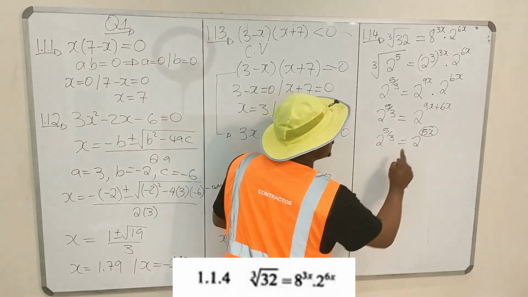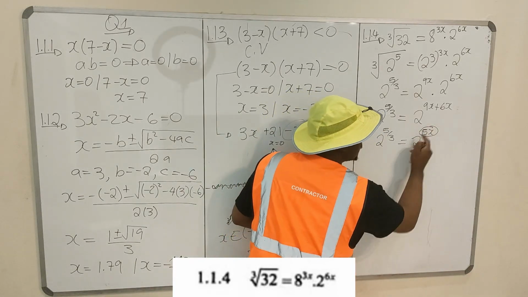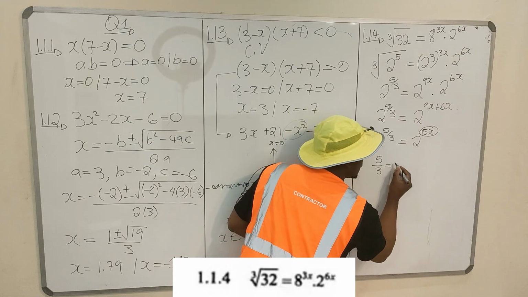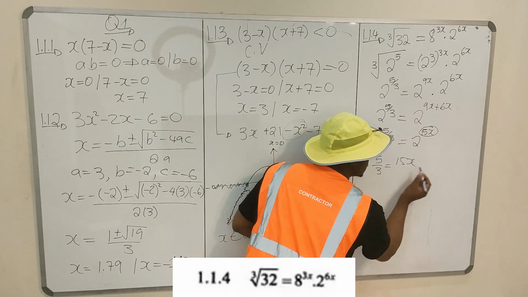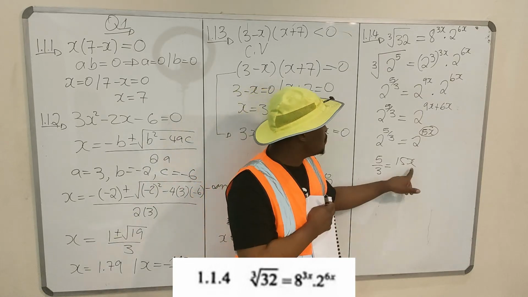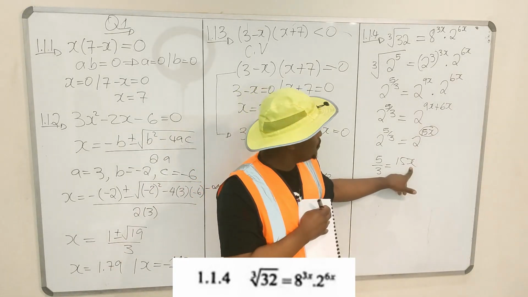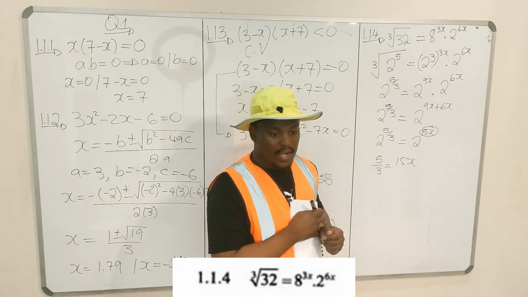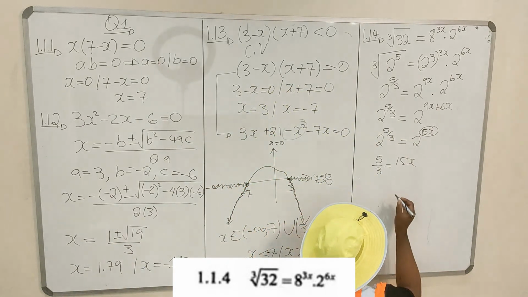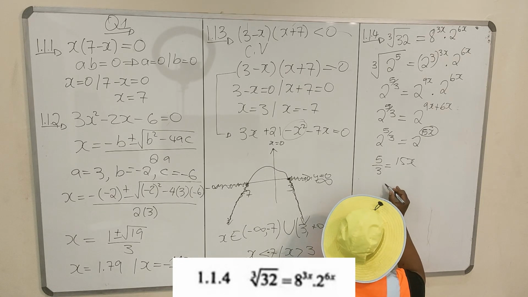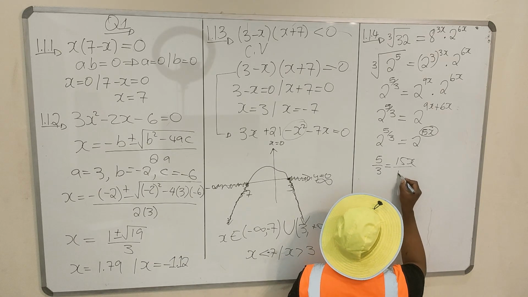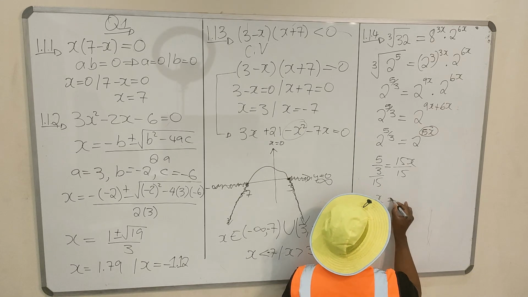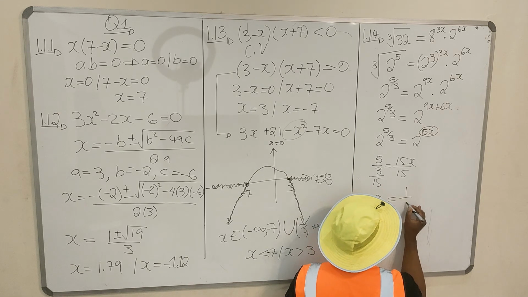So which means you need to have 5 over 3 up there. Which means your 5 over 3 is equal to 15x. Because we want to know what the value of x should be such that you have 5 over 3 up there as an exponent. Are you guys good? Yes. So what do we do? We divide by 15, divide by 15. So x is equal to what? 1 over 9.